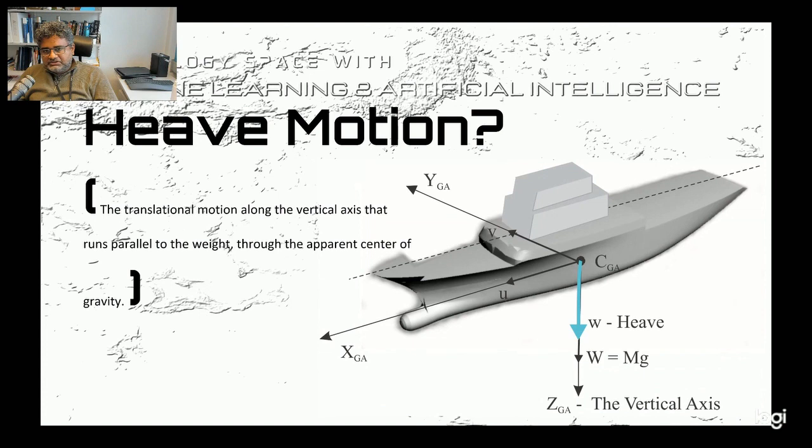So the last translational motion would be heave motion. The heave motion can be defined as the translational motion along the vertical axis that runs parallel to the weight through the apparent center of gravity. In this figure, I am representing the heave motion by W, and the vertical axis is represented by ZGA.